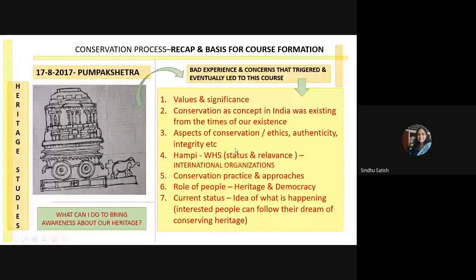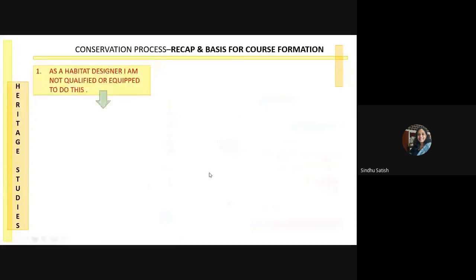This was not for this course, because the course wasn't yet there when I was thinking about all these things, and I was not equipped with the knowledge. I'm just an architect and a habitat designer. I'm not qualified as a conservationist or conservation architect. So I don't really know much about conservation to bring in any kind of awareness if I really wanted to. So what can I do?